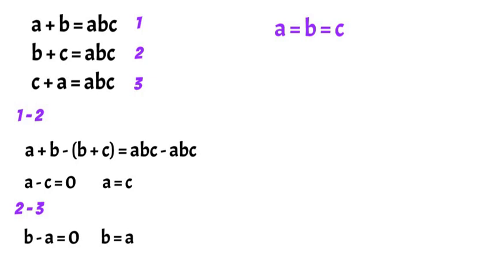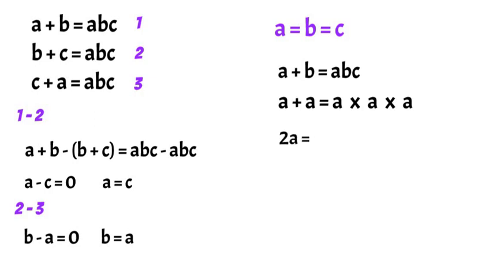So now how do we actually solve for this? Let's go back to our equations. We have A plus B is equal to ABC. So if A and B and C are all equal, we can substitute the B's and the C in this equation to A's. So we'll have A plus A is equal to A times A times A, which can also be written as 2A is equal to A cubed.